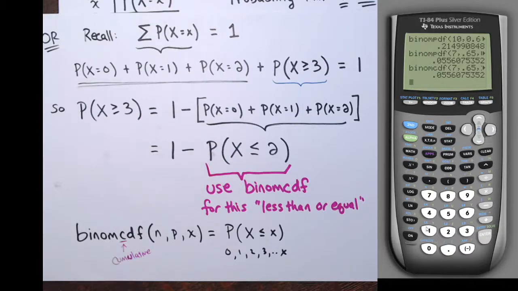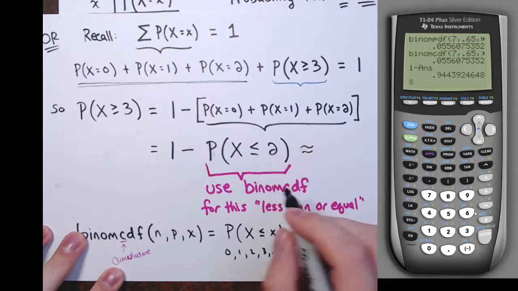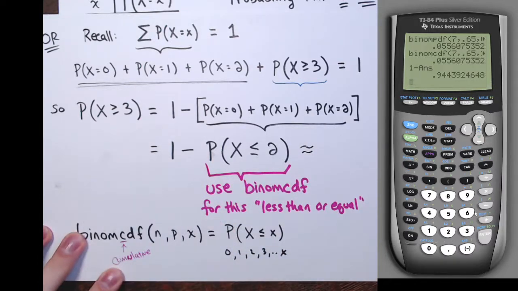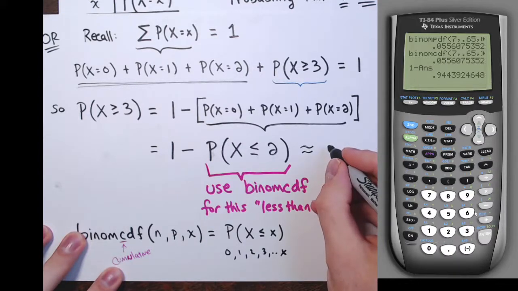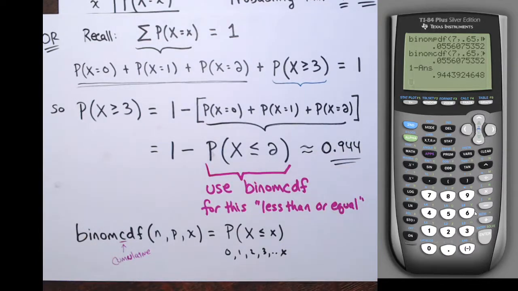And then 1 minus this, 1 minus this previous answer. So the probability of getting 3 or more successes, 3, 4, 5, 6, or 7, to pass this driver's test would be approximately 94%, 0.944. Pretty high.